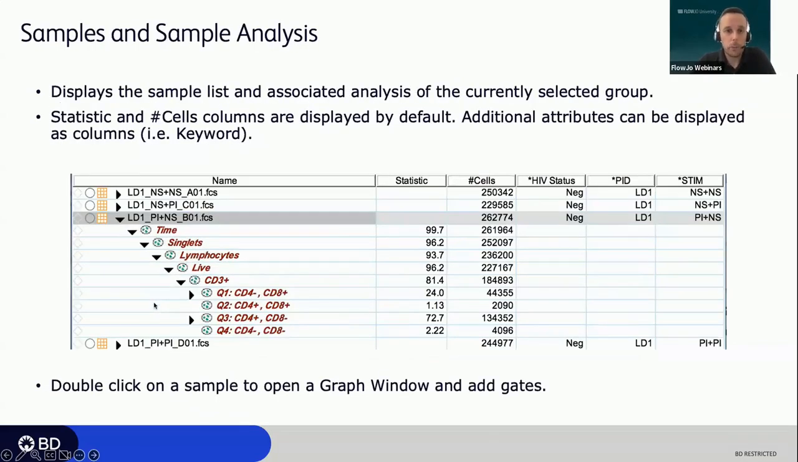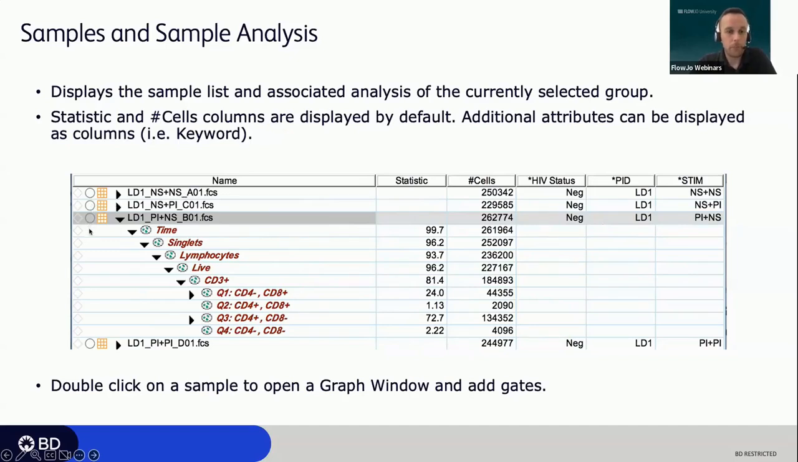So now let's go to the bottom part, which is the sample and sample analysis. When you select a group in the sample and sample analysis, you will see all the samples that are located in that group. As default columns, you're going to have the sample name, the statistic, which is the percentage of parent, and the total number of cells for each sample or for each specific population. You can add additional columns if you want. Usually we add our keyword column, but you can add other columns, stats or whatever there.